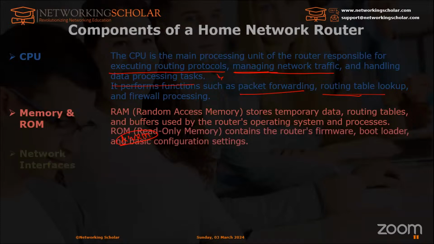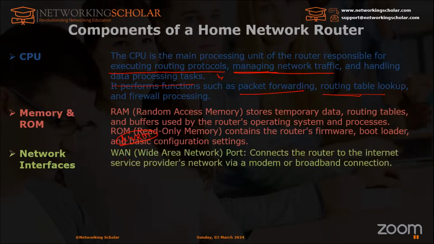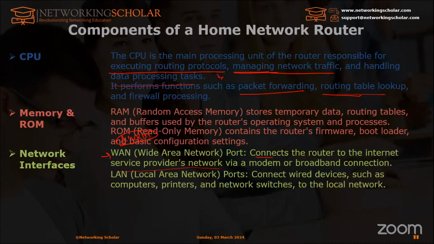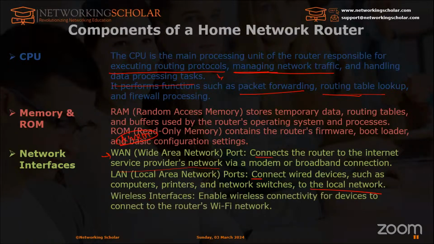Okay, then there is something else. What is that? That is network interfaces. So what are network interfaces? There are some kinds of interfaces like the WAN port. The WAN port is where the service provider is directly connected via that interface. Then there is a LAN port. The LAN port is used for the local network. Then there is a wireless interface. The wireless interface is used for wireless connectivity for the Wi-Fi network. Okay, so these are the things.